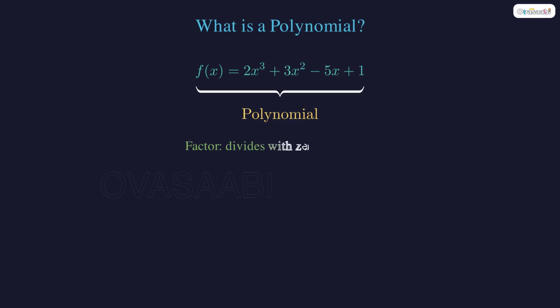A polynomial is an expression with terms like x squared and x cubed. When we divide it by something like x minus 2, we get a quotient and sometimes a remainder.